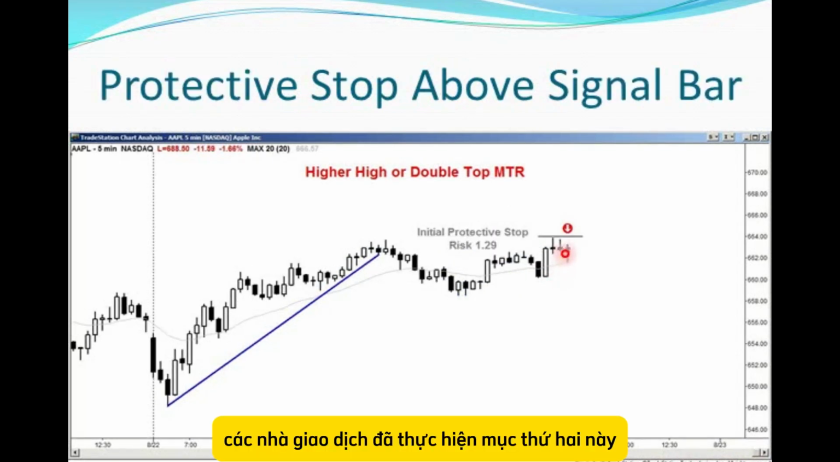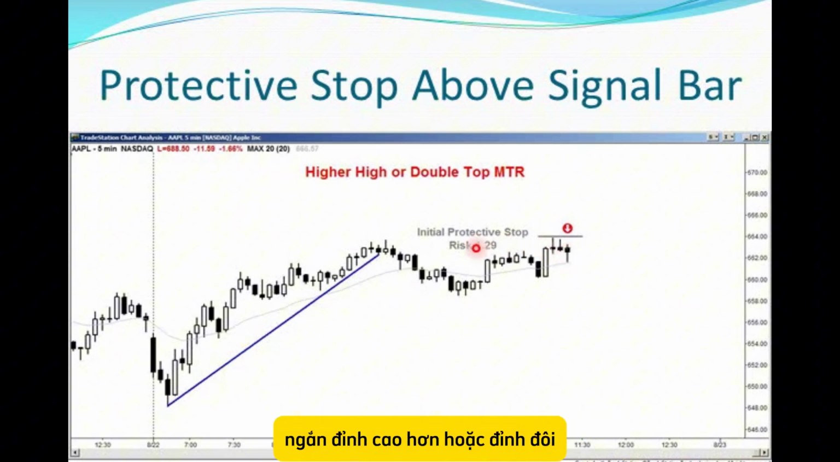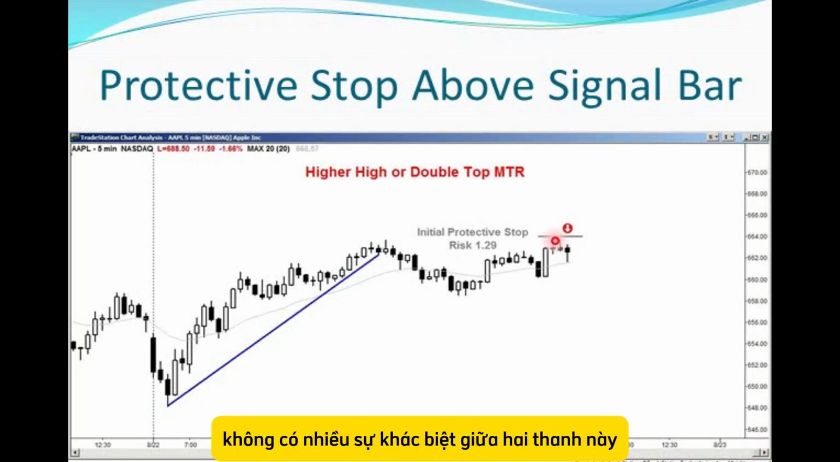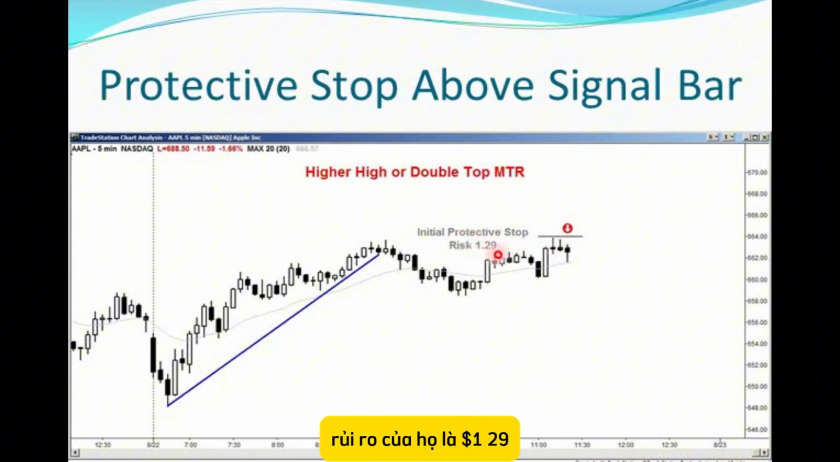Traders who took this second entry short, the higher high or double top major trend reversal short, went short one tick below the low of this bar, so they got short on this bar, and their stop is probably above the swing high. There's not much difference between these two bars, but if they put their stop above the swing high, their risk is $1.29. As soon as they got filled, they had problems.